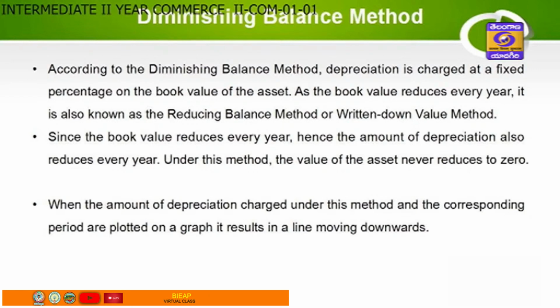Hence, the second method may be called diminishing balance method, reducing balance method, reducing installment method, or written down value method. Under this method, on every year's opening balance, the required percentage of depreciation will be calculated. Year by year, the depreciation will decrease under the diminishing balance method. Under the straight line method, the depreciation will be a fixed one for the entire year. After having this, we can go for the problems, or we can have the illustrations.